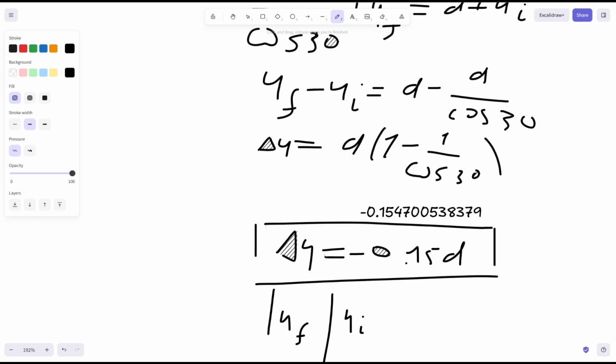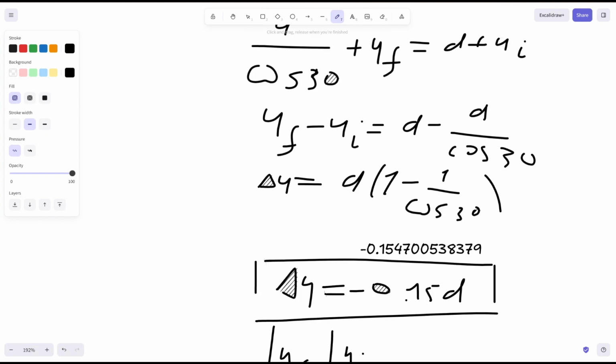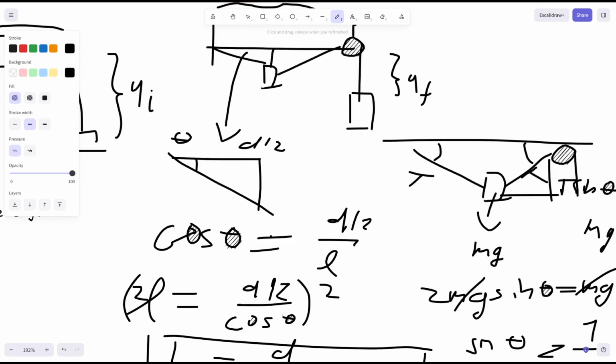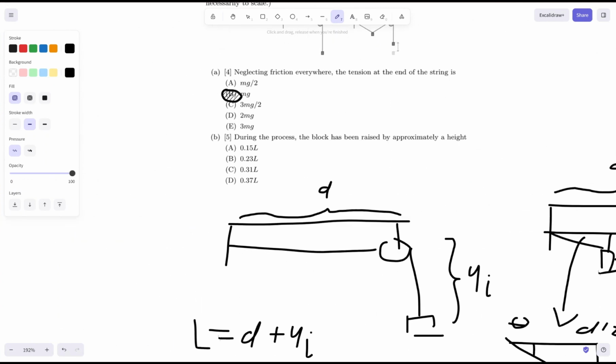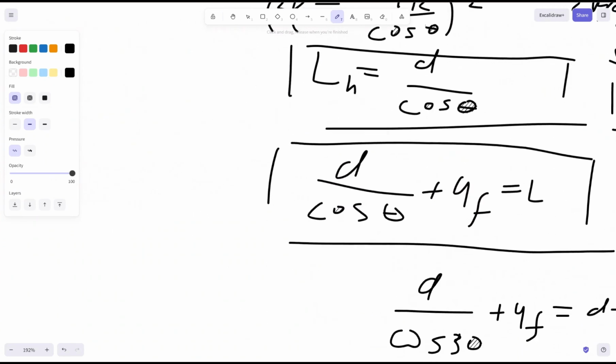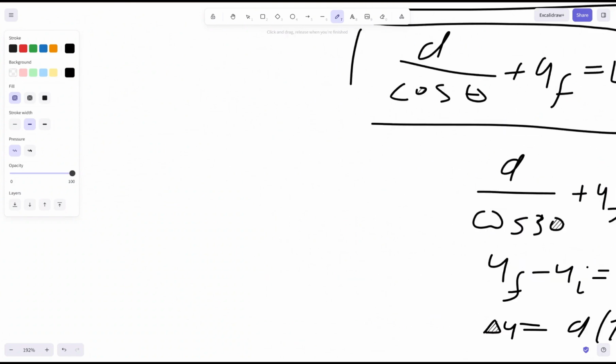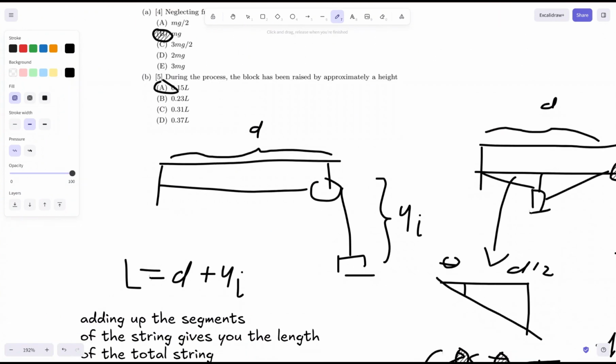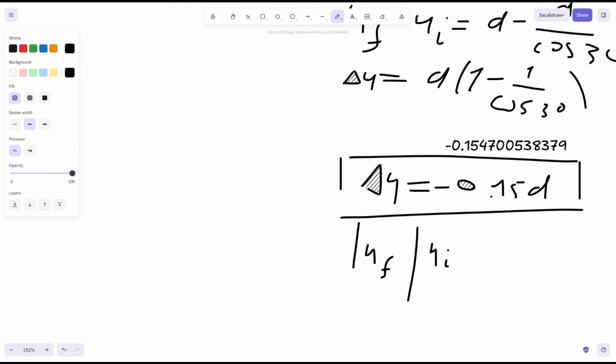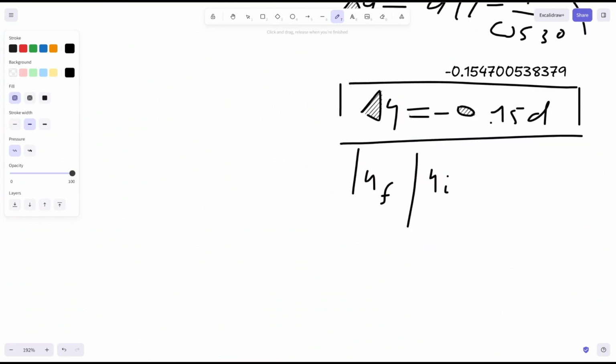So I think I low-key messed it up. I think it should be initial minus final, which is a change. But anyway, we got this number, and it doesn't really matter because you can just infer that it's this. That was the change. I think it was how much did it go up by? I should have done initial minus final because the initial is obviously going to be longer, right? So this length is 0.15D.